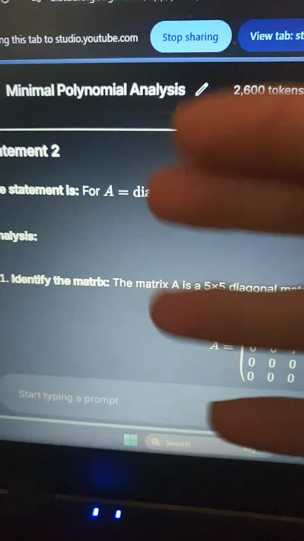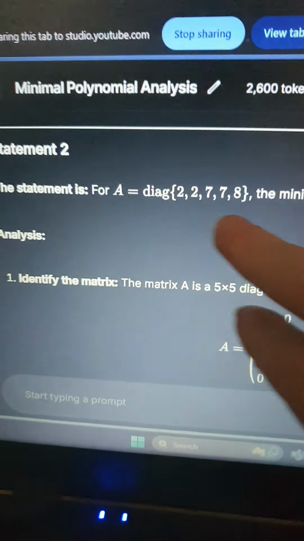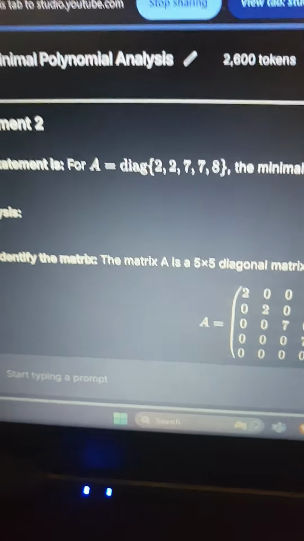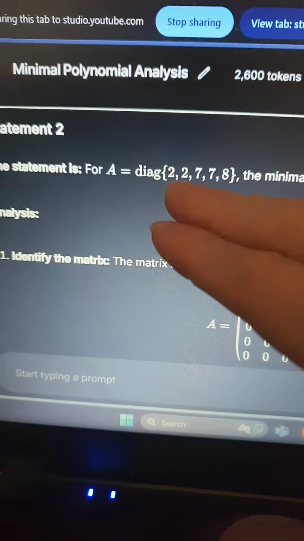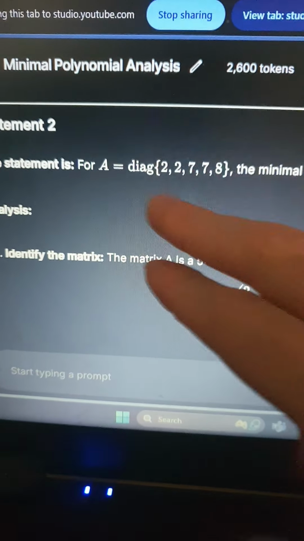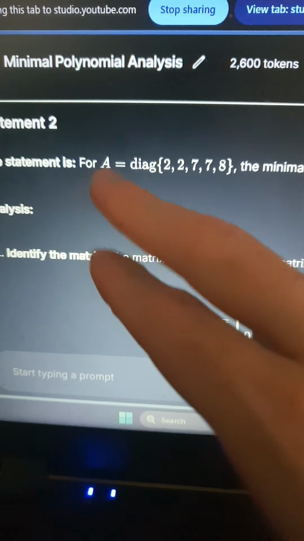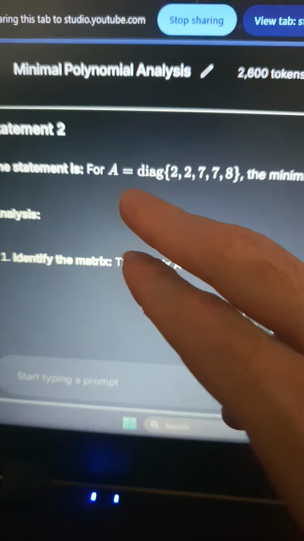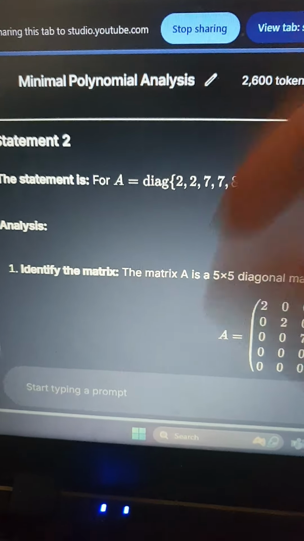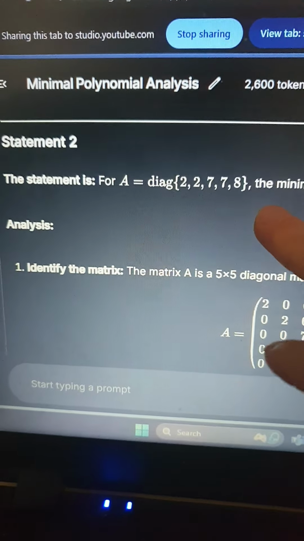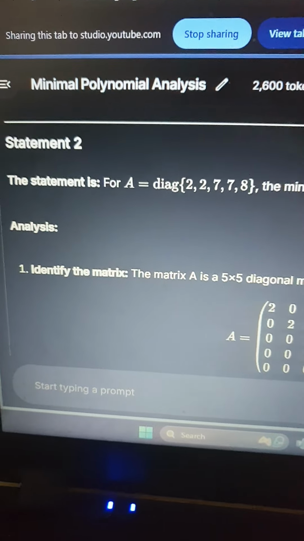Okay, so the idea is to see what the minimal polynomial of a diagonal matrix is. Now, remember that the minimal polynomial of a matrix contains all of its eigenvalues, and remember that a diagonal matrix by definition is diagonalizable, because you can diagonalize it with the identity matrix, and it's diagonal by itself, so this is diagonalizable because it's a diagonal matrix.